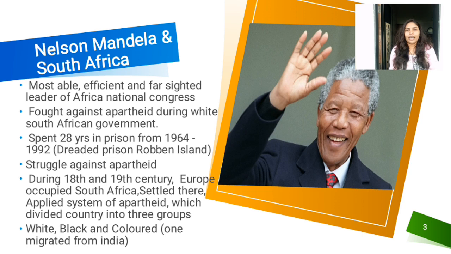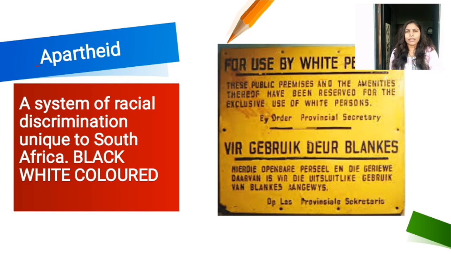In South Africa, in the 18th and 19th century, Europeans occupied South Africa and settled there. That divided the country into three groups on the basis of skin color: white, black and colored people. White people means people who have a naturally white color. Black people means people who have a dark black color, and colored people are like Indian people, those who have a brownish color.